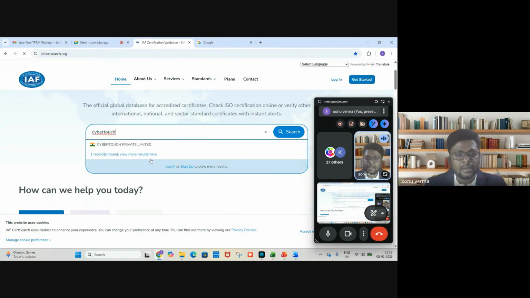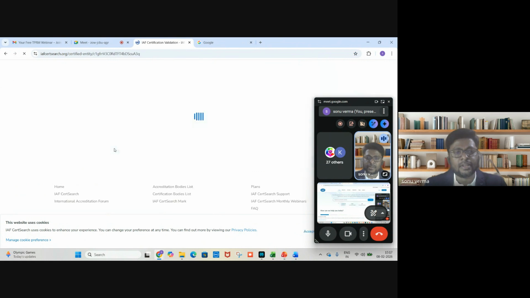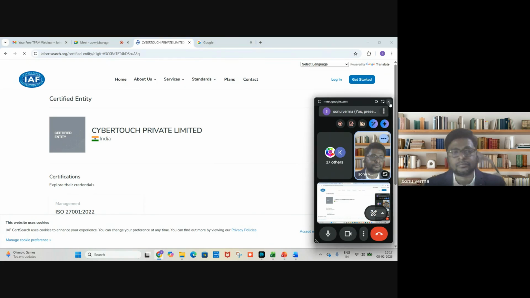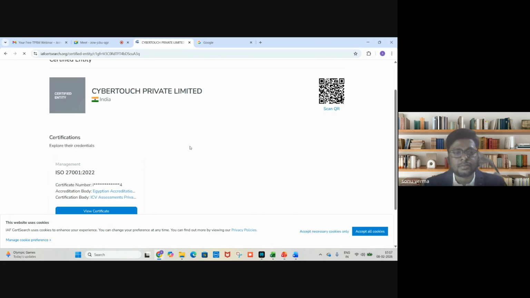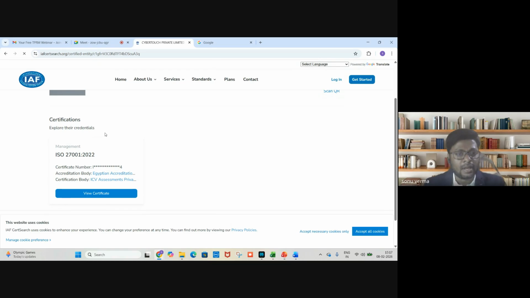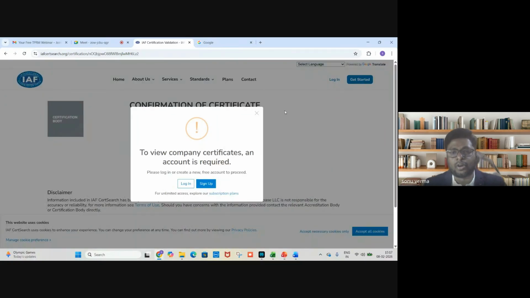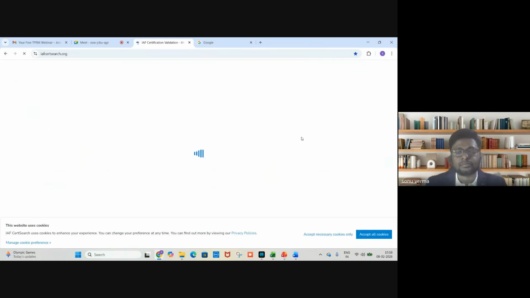Now I see CyberTouch is reflecting on the international portal. I will come here. So the certificate shows an ISO certified company. So CyberTouch is genuine, but I need to validate the certificate, whether the certificate is actually active or not.